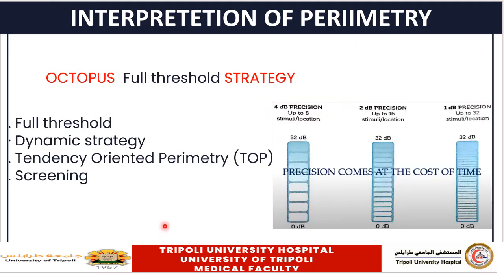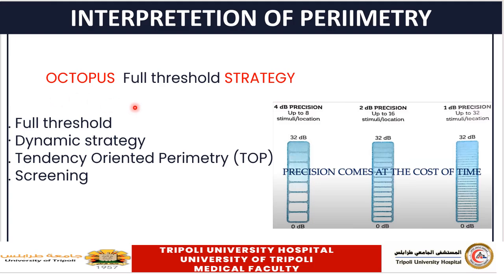Now, I will say a few words about the different strategies used in octopus perimetry. The previous strategies that we have spoken about are mainly used in Humphrey perimetry. That's the full threshold strategy and the theta strategy. Either theta standard, theta fast, or theta faster, all are used in Humphrey.